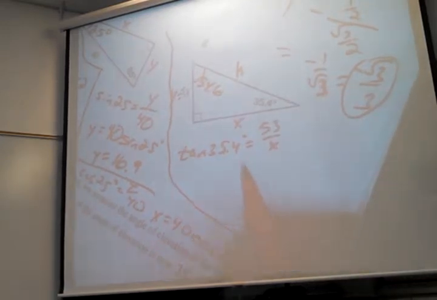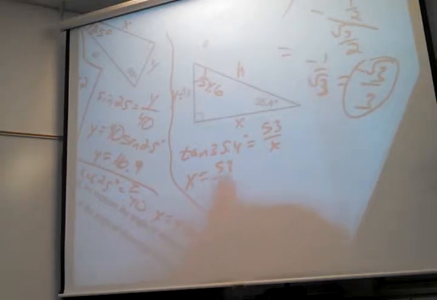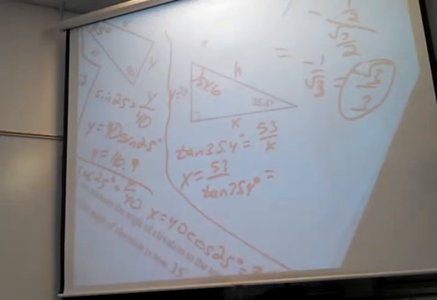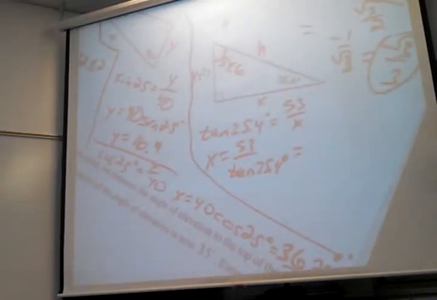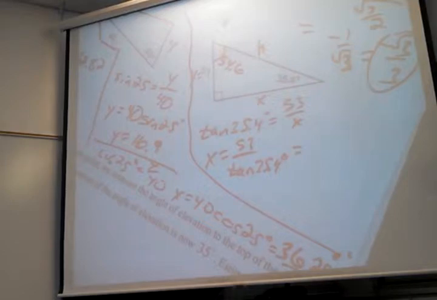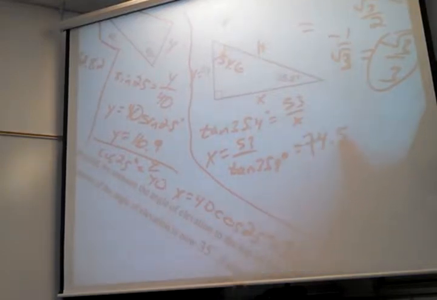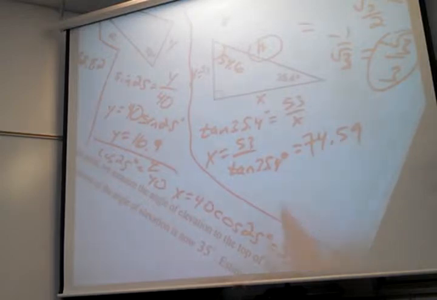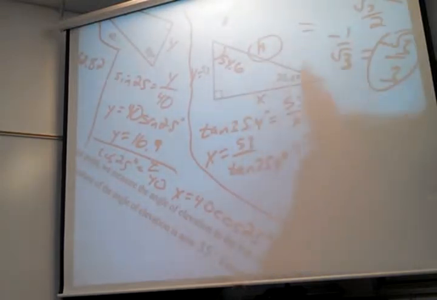So what do you get here? So x would be 53 over tangent of 35.4, which is 74.59. And that kind of makes sense. Obviously, it's got to be the biggest side. Yeah. And then how do we find the hypotenuse?